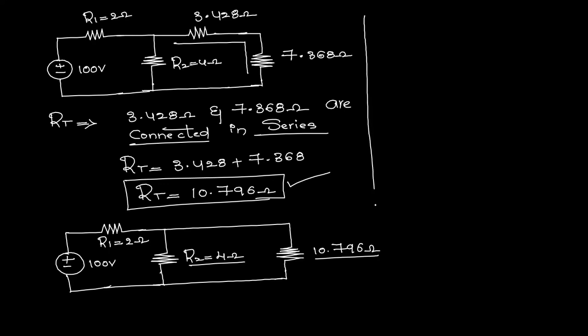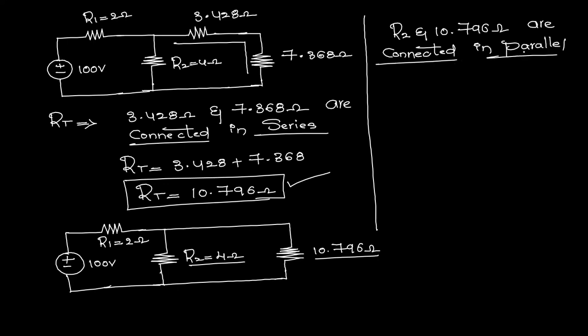Okay, now again see this 10.796 and R2 value both are connected in parallel. So if two are connected in parallel, then how can we find the resultant? So here R2 and 10.796 ohms both are connected in parallel. To get the resultant of these two, we can directly use the product of these two values divided by the addition of these two values. So 4 into 10.796 divided by 4 plus 10.796.